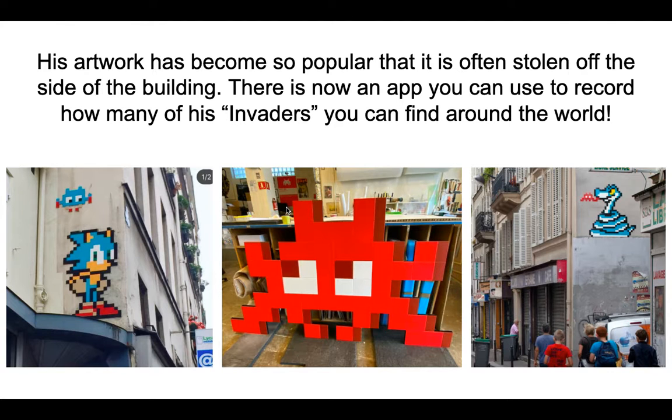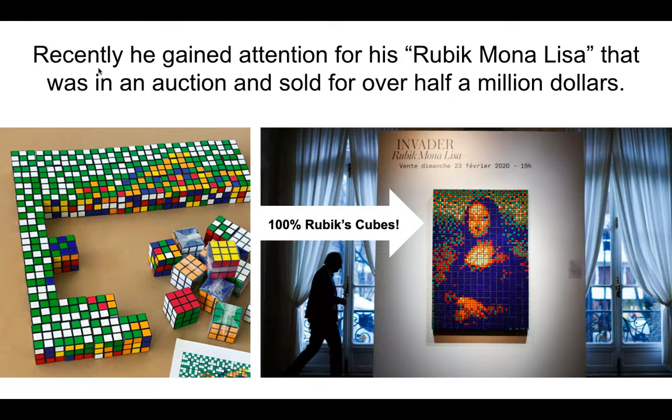This is the same thing. You can locate them around the world. Recently, he's gained attention for his Rubik Mona Lisa that was in an auction and sold for over $500,000. This was made of Rubik's Cubes, and it is the Mona Lisa.